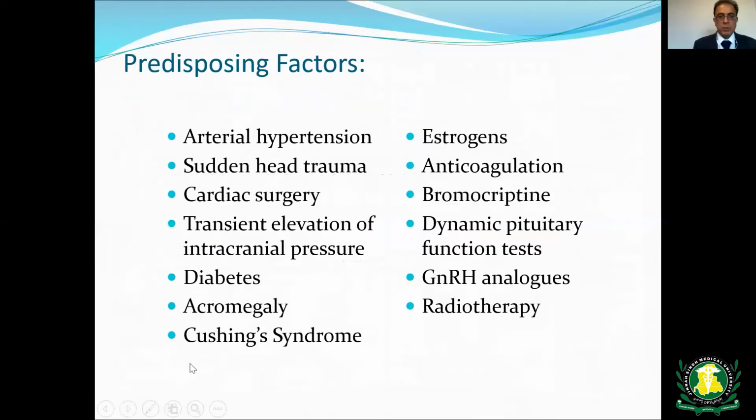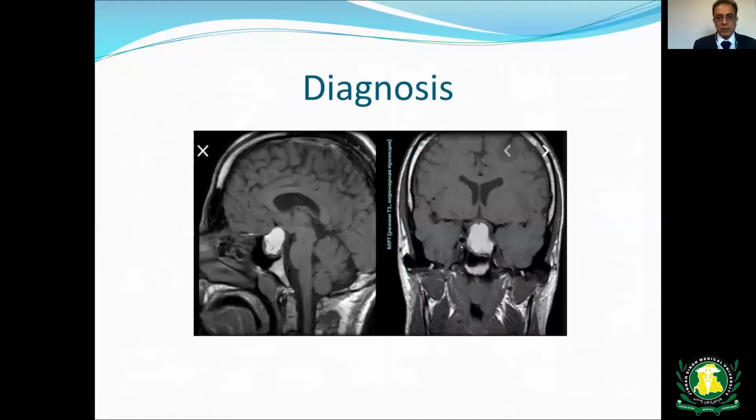What are the predisposing factors? It's a long list, but commonly arterial hypertension, cardiac surgery, diabetes, acromegaly, anticoagulation, and sometimes a dynamic pituitary test can cause it. How do you diagnose? Diagnosis should rely on imaging, CT scan or MRI. I just put an MRI scan to show you what pituitary apoplexy is.